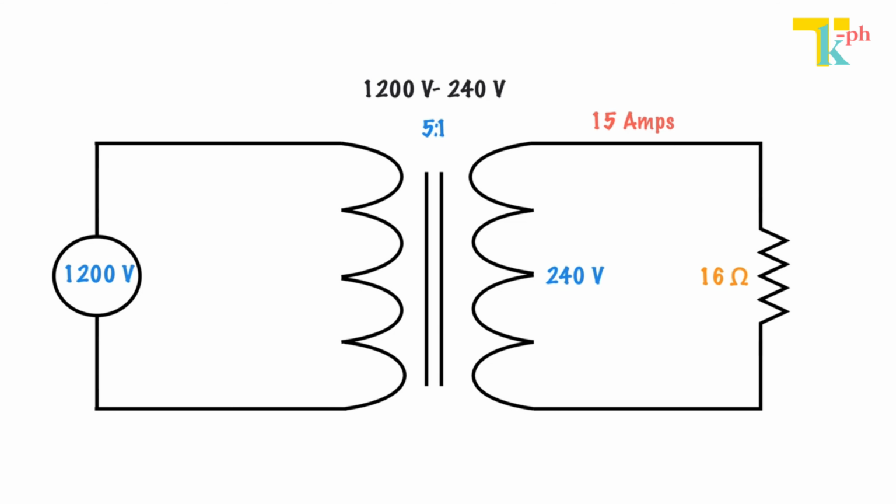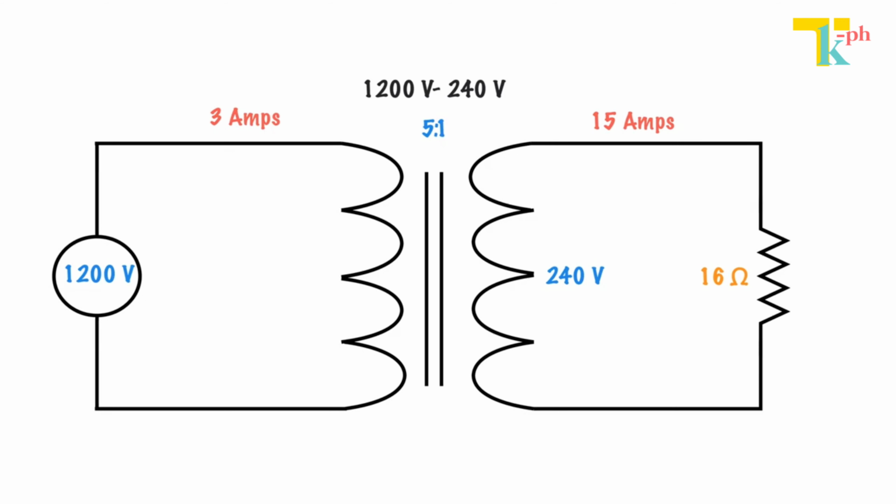Now, this is where we can start using the turns ratio. So we have 15 amps on the secondary, and we have 240 volts on the secondary. We have 1200 volts on the primary. We need to remember that lower voltage means higher current, higher voltage means lower current. So when we use this turns ratio, we've got the higher current here. We're going to go 15 amps divided by 5 to get our primary current, which in this case works out to be 3 amps. So that's using the turns ratio.